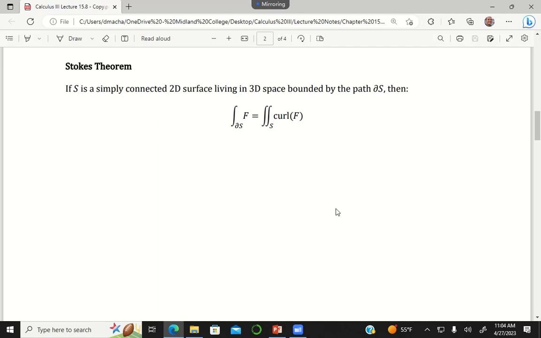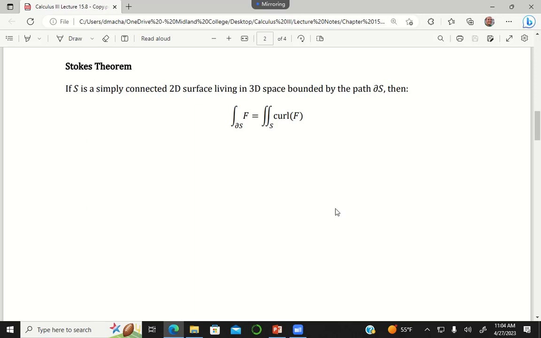Stokes' theorem says if capital S is a simply connected 2D surface, and this time I actually do mean simply connected, and the surface is in 3D space, so it doesn't have to be a flat surface like we were talking about for Green's theorem. In Green's theorem, we were just talking about surfaces or regions in the 2D plane that had to live inside the xy plane. This does not have to live inside the xy plane.